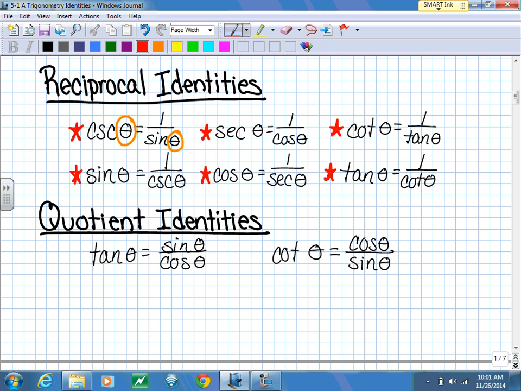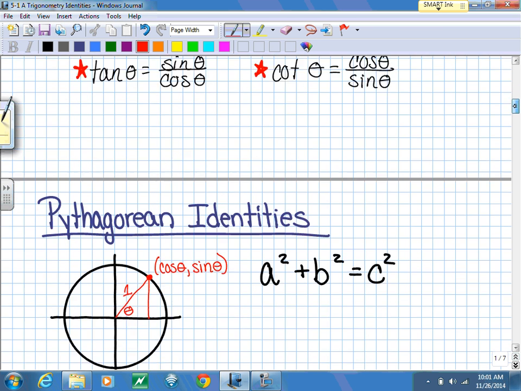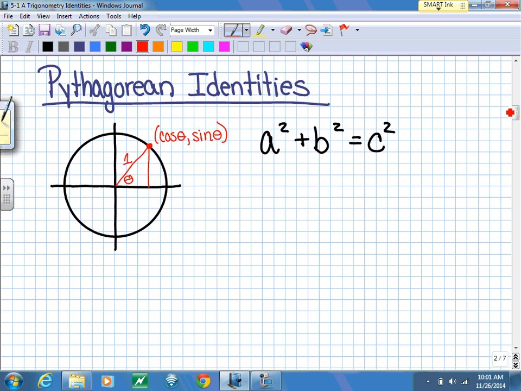The quotient identities that we have are based off of tangent and cotangent. Tangent we know is taking the sine divided by the cosine, and cotangent's the reciprocal of that, which is cosine over sine. Doesn't matter what we put in for theta, it's going to hold true. So what this leads me to is the Pythagorean identities, and this is probably one of the most important identities that we're going to be getting into throughout this chapter.